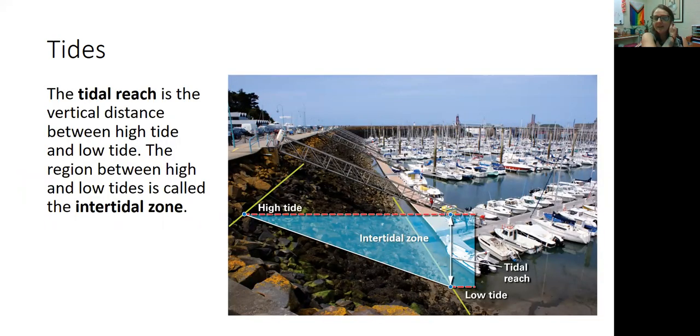All right, so the tidal reach, we call that, that's the vertical distance between high tide and low tide, right? The tidal reach, you might also call it the tidal range, right? And the region that is flooded horizontally, that's the intertidal zone, right? So if you go to the beach, anywhere that is flooded during high tide but exposed during low tide, that's the intertidal zone.